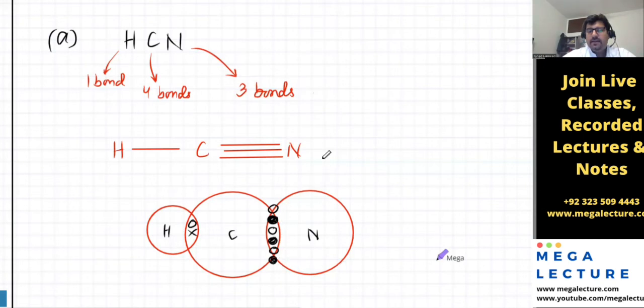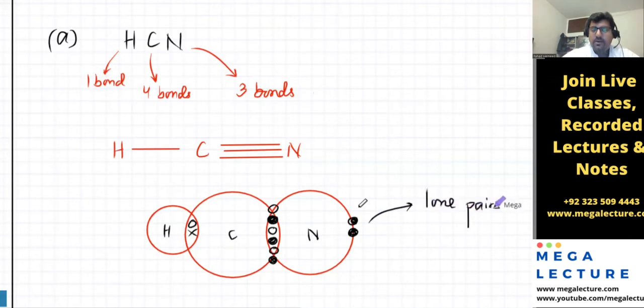Nitrogen does not. If you count around it, it only has 6 electrons, it doesn't have 8. So that means 2 electrons are left. Now it's 8. These are known as lone pairs. But these are electrons in the outer shell that are not involved in bonding.